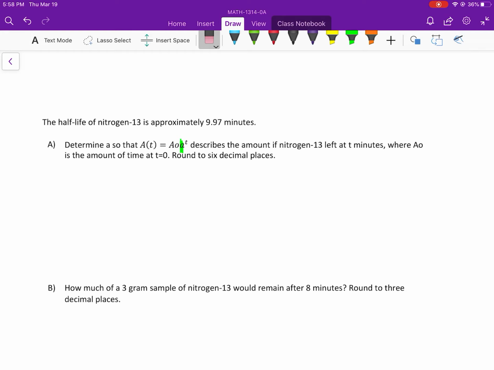All right, now, we don't know what A of t is, and we don't know what A of 0 is, but A of 0 is my starting amount. A of 0 is my starting amount.